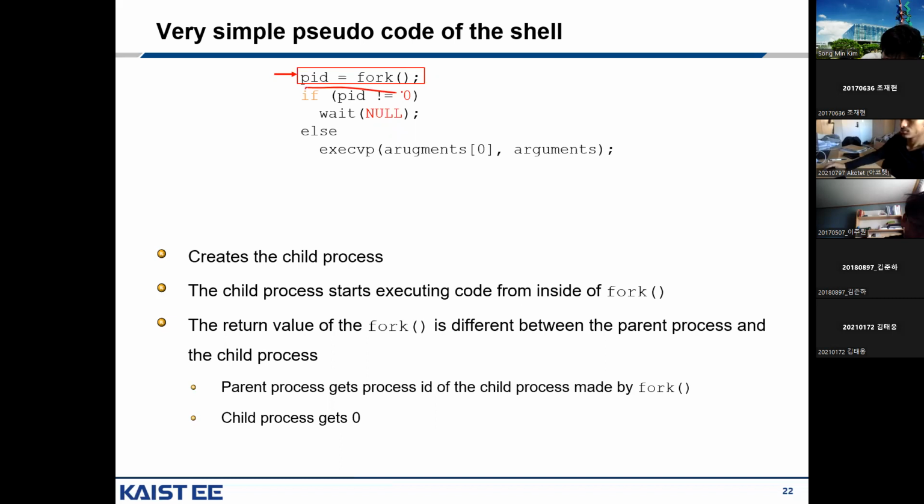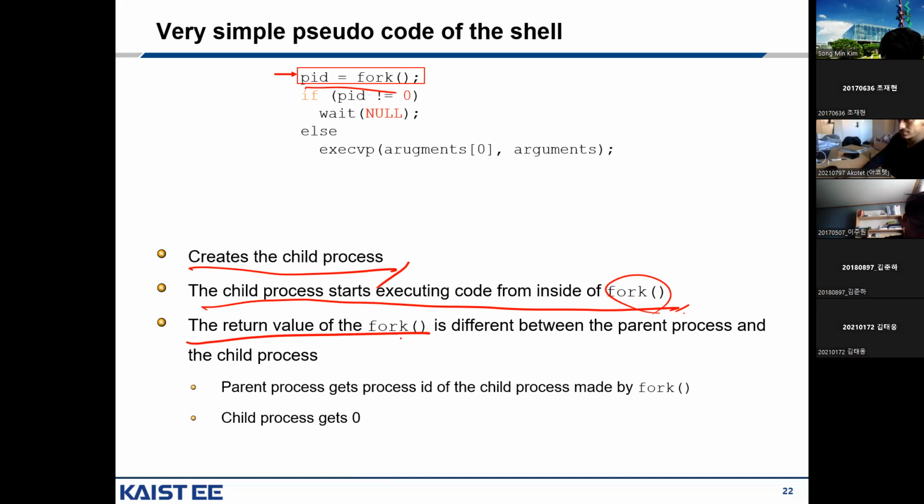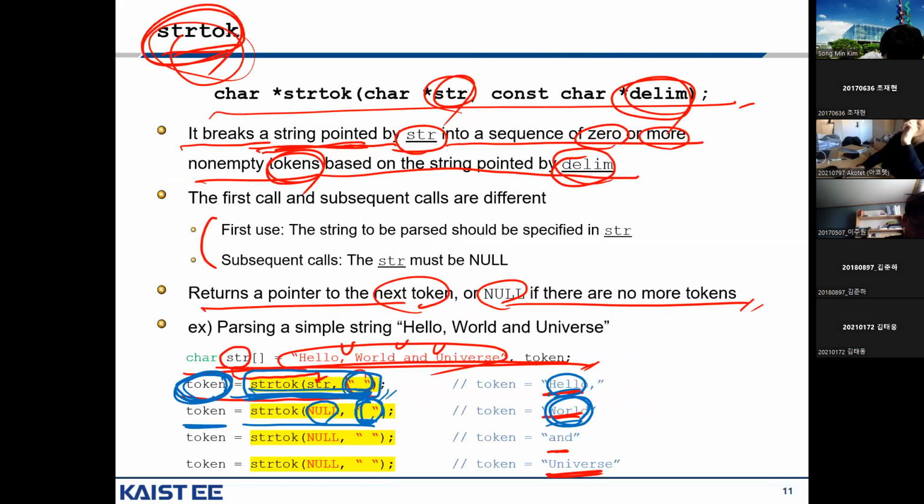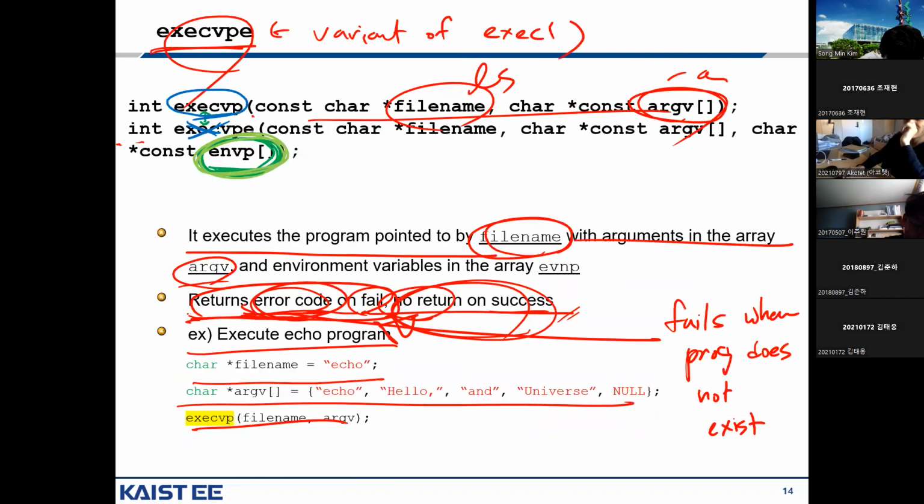Now we have to move on to fork, right? Fork again creates a child process, and the child process starts executing the code inside of fork, and the return value of fork is different between parent and child processes, and we've talked about this already. Okay. If PID is not null, meaning this is a parent, we just wait. Oh, I forgot to talk about the wait function, right? I skipped this at the time. I wanted to come back, but I forgot.